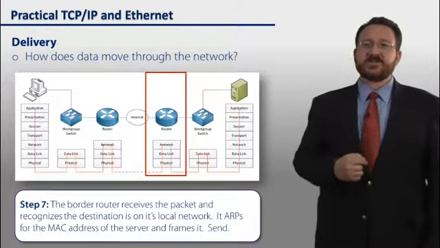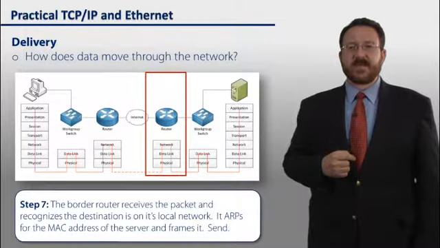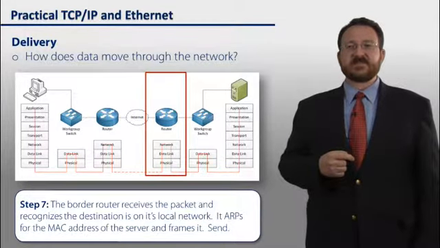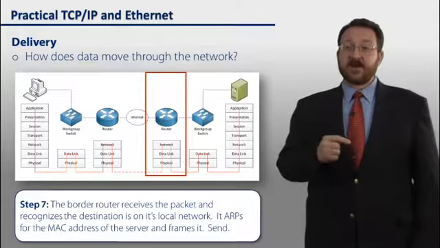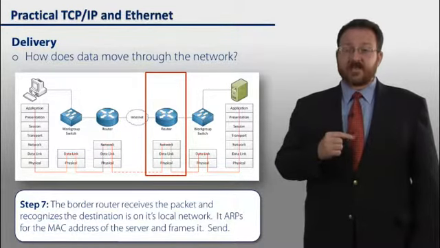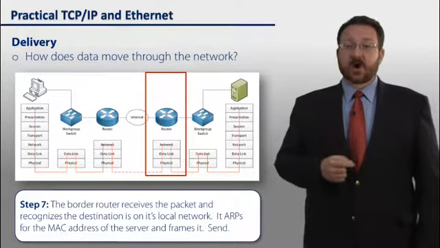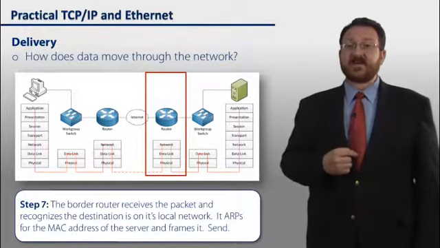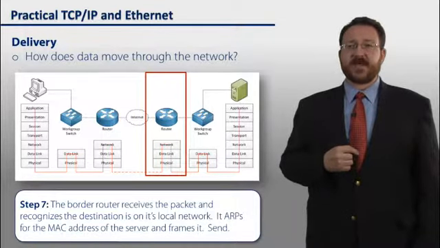Finally, it reaches the destination network. The border router is going to receive this packet, and it's going to recognize that the destination of that packet is on its local network. The network addresses of the destination and the router's address are the same. It then is going to send an ARP request for the MAC address of the server and form a layer 2 frame with the server's MAC address in that.